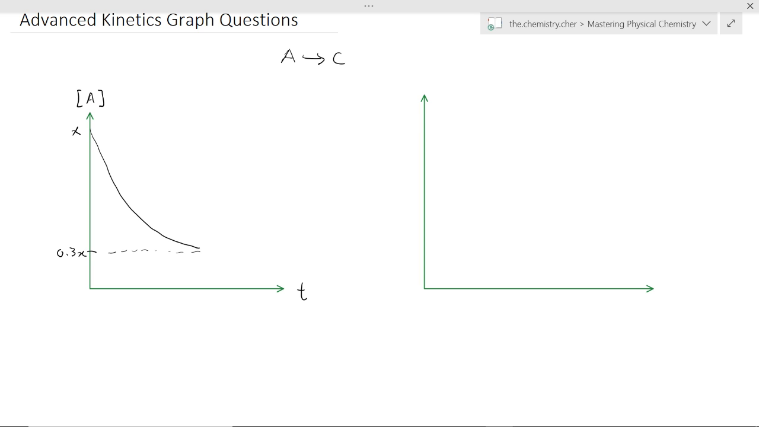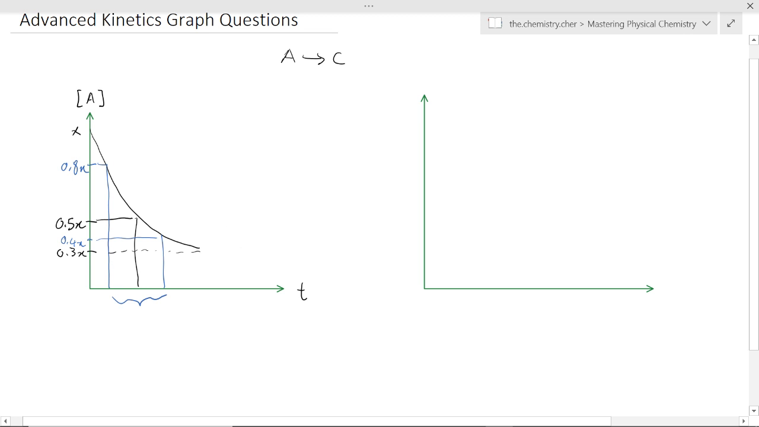So what I can do is simply take this value of x and divide by 2 to find where my 0.5x is. For example, this is my 0.5x, and I'll mark this value, and I can choose another value. Say I choose 0.8x. If I halve it, I'll get 0.4x. When I read the distance from here to here, this distance should be the same as this distance over here. That is the method you can use to answer questions like that.